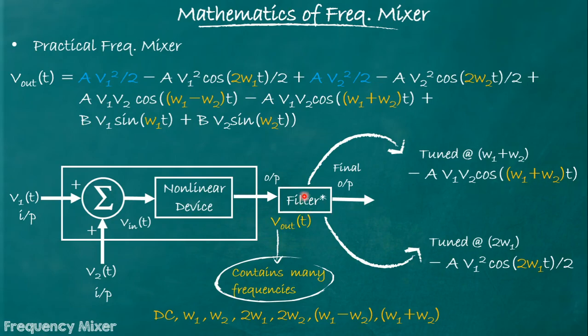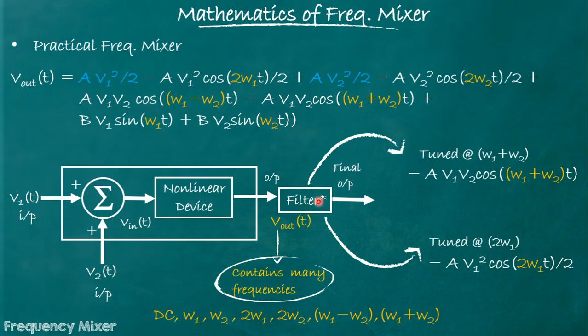Similarly, if this filter is tuned to the frequency 2 omega 1, then out of all the terms, you will get a term containing frequency 2 omega 1. So here you will get only the output term minus a v1 square cos 2 omega 1 t by 2. So depending on where the filter is tuned, you will get a particular term in the final output.